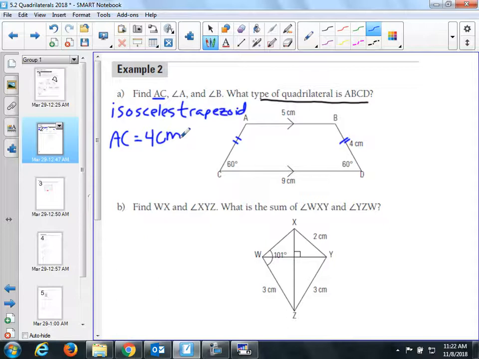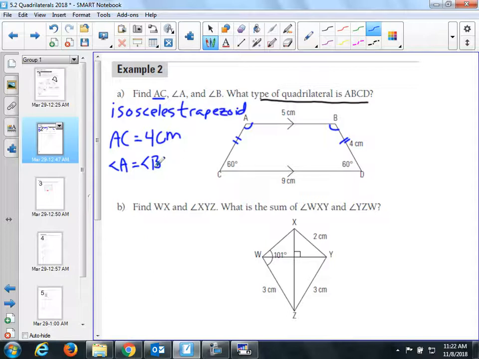Angle A and angle B. There's a little bit of figuring to do there. Because it's isosceles, though, we do know that angle A is the same as angle B. So I'm going to write that down. Angle A is the same as angle B. And for figuring reasons, let's just call it X.